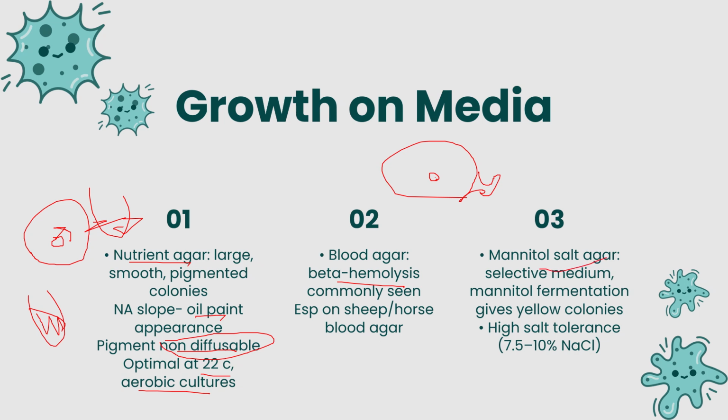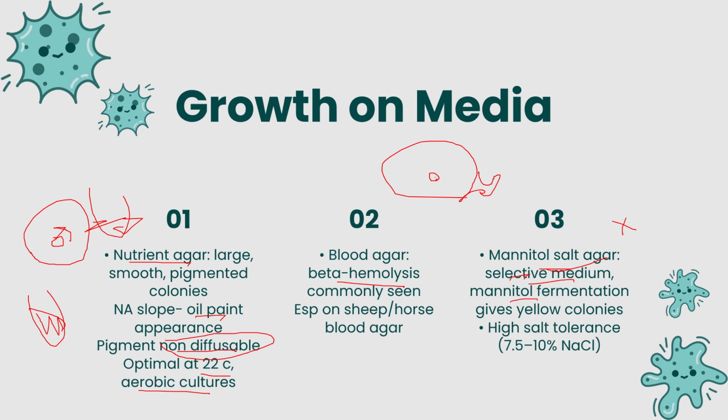Another medium is mannitol salt agar. Mannitol salt agar is a selective medium. What does selective medium mean? Selective medium, as the word indicates, means that it will select or prefer the growth of Staphylococcus and it will inhibit other organisms. So if in a sample there are many organisms, and you especially want to see if Staphylococcus is there, then mannitol salt agar is a good medium because it will preferentially select. Why? Because it has some salt. Salt is preferred by Staphylococcus aureus, so they will preferentially grow.